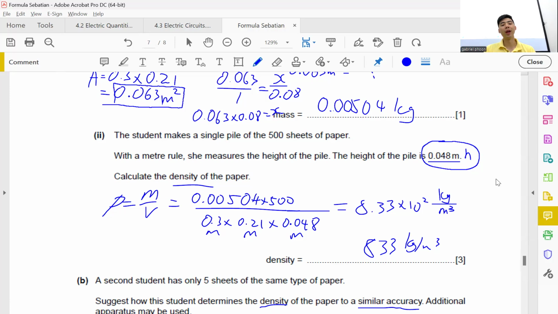And right now, if I only have 5 sheets of paper, what device am I supposed to use to measure the height of 5 sheets of paper? Have you guys ever heard of something called a measurement tape? It measures up to 100 meters, my friend. So that is definitely not the answer. Have you guys ever heard of something called a micrometer screw gauge or a vernier caliper before?